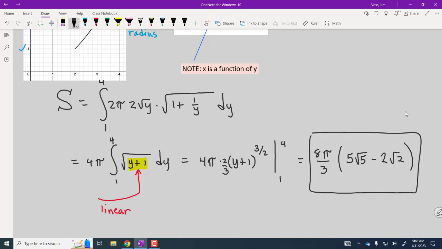All right, any piece of that you're not sure about? You know where all those letters come from? Good?